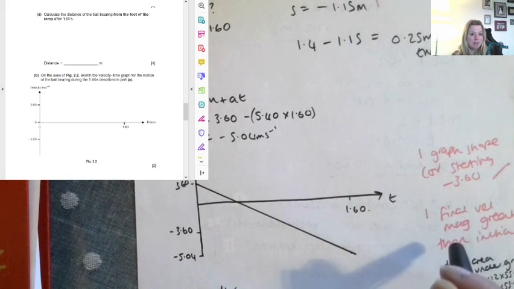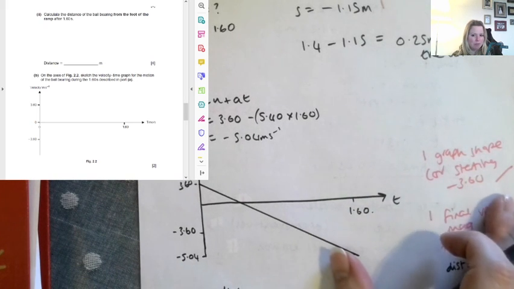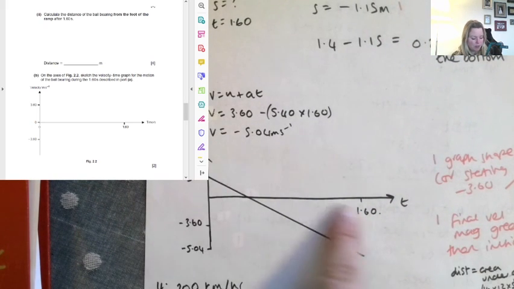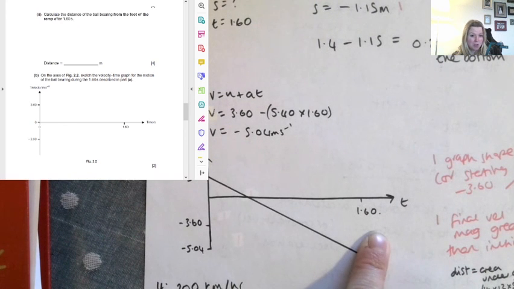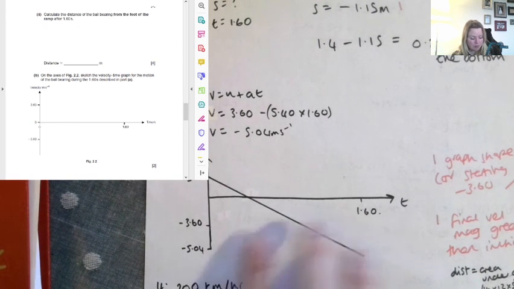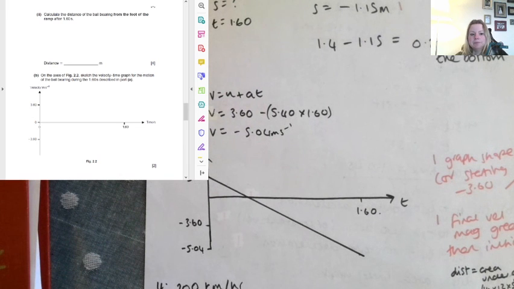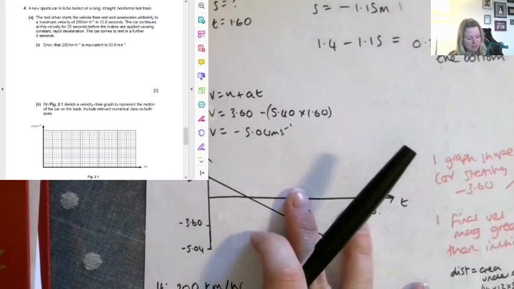The reason that's there, I reckon, is because I think a lot of people will automatically just go from 3.6 to minus 3.6. They'll not think it through properly. So just be careful with that. Okay, last question.